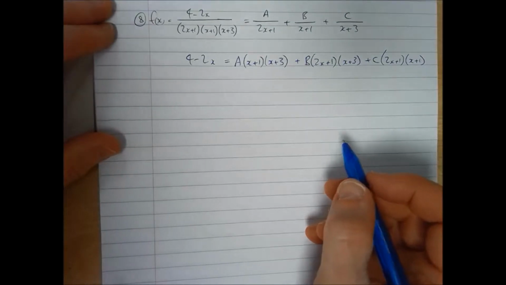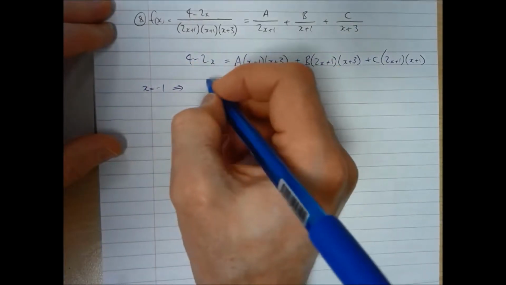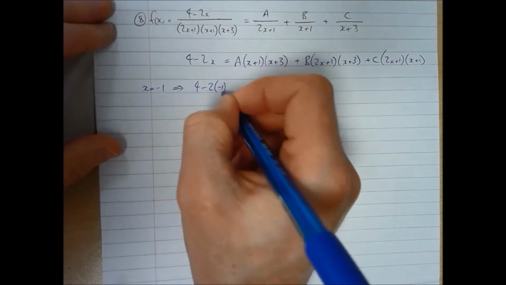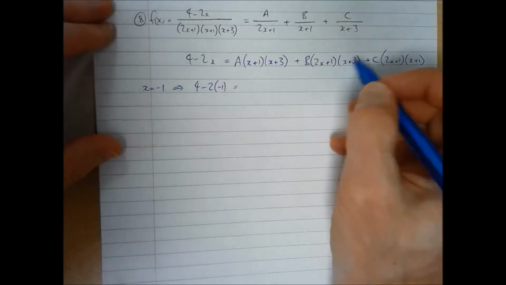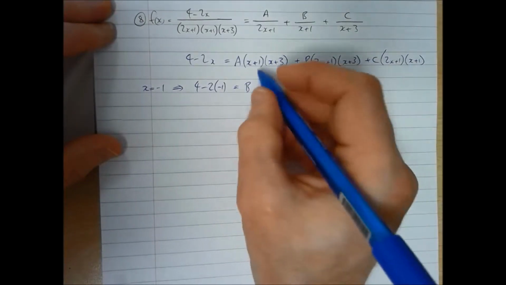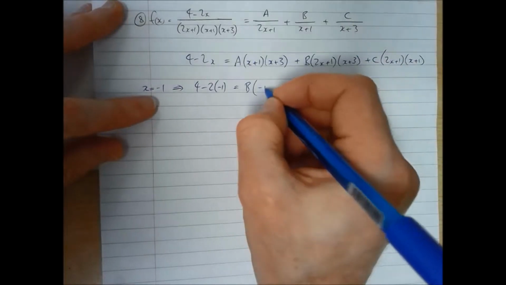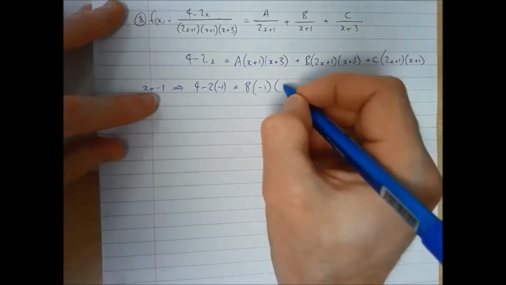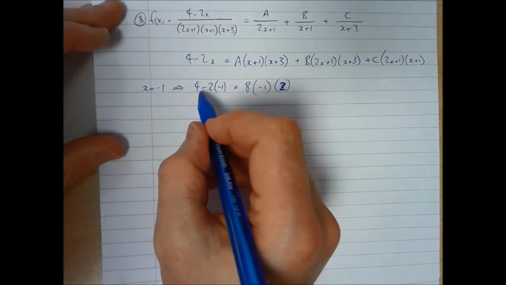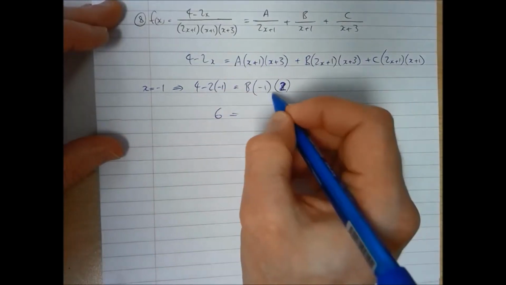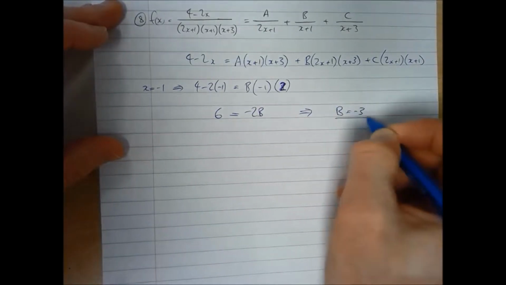Okay, subbing relevant values that are going to make some brackets 0, so x equals minus 1 would be a good place to start. So 4 minus 2 bracket minus 1. That's going to disappear. That's going to disappear there, but we are going to have the b term. Okay, so if minus 1 goes into there, we get minus 2 times plus 1 is minus 1. Minus 1 plus 3 is 2. There we go. So then on the left, 4 plus 2 is 6, minus 2b, and so b is going to be minus 3.